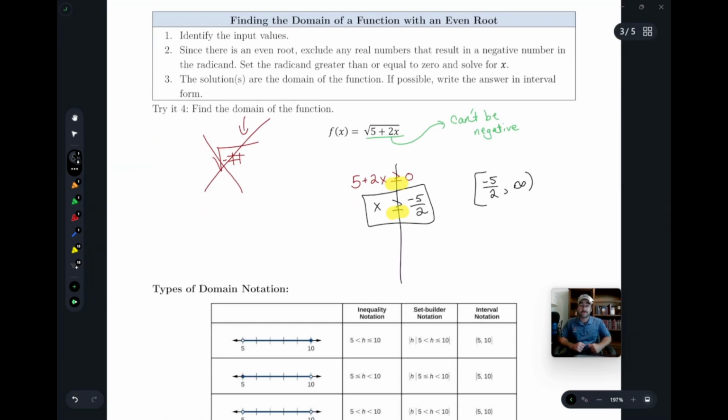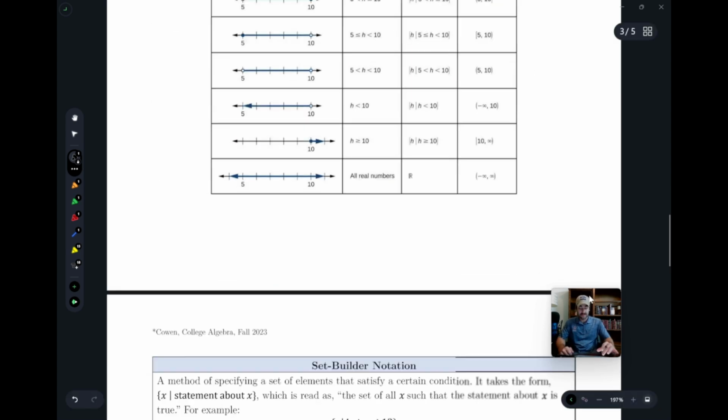Okay, so there are the 2 types of domain restrictions that are really important. Let's see what else this section has for us.